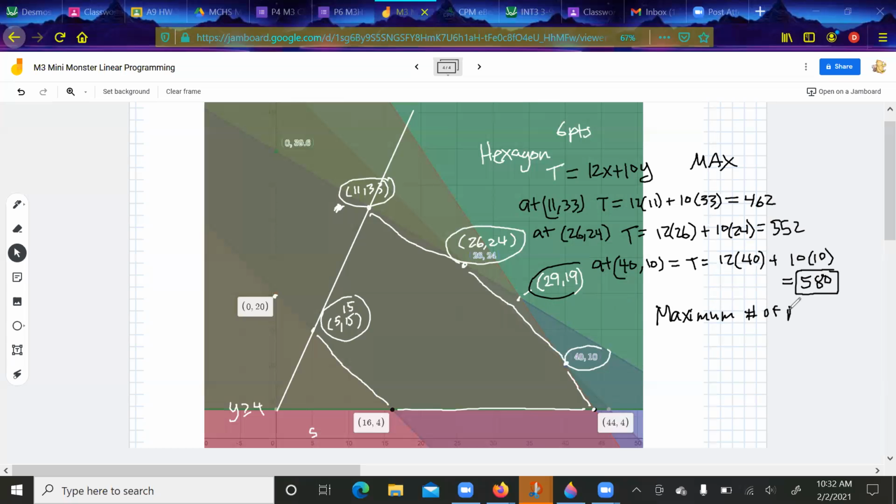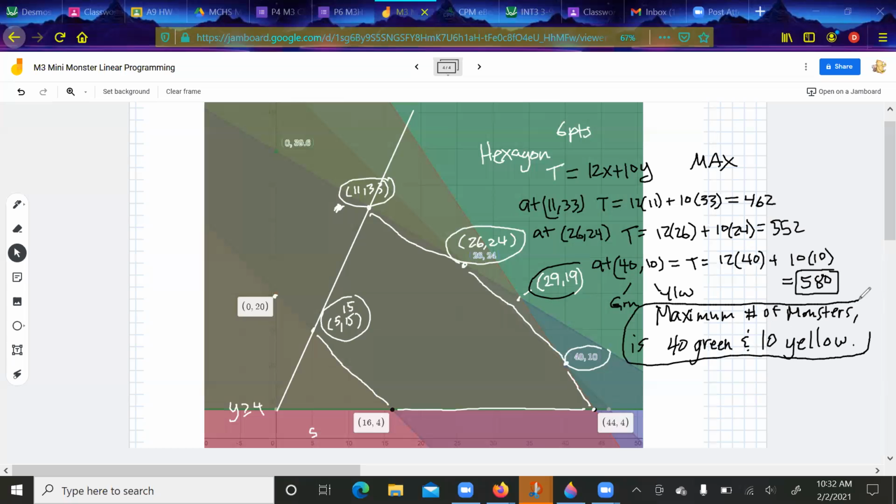So this is our maximum number of monsters, right? What is the combination that produces the maximum number of monsters? This one is green, and this one's yellow. So it is 40 green monsters and 10 yellow monsters. You always want to answer the question in a complete sentence at the end. So the combination that produces the maximum number of monsters is 40 green monsters and 10 yellow monsters. All right, so that is the answer we found for number 9.